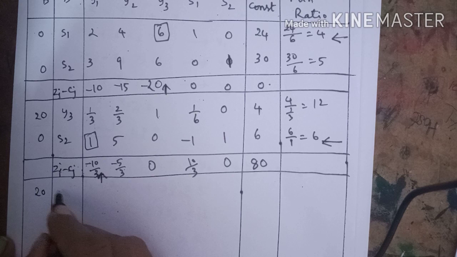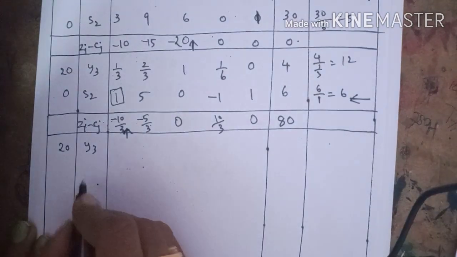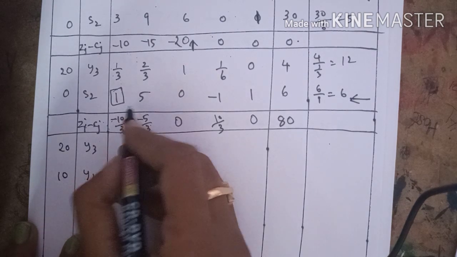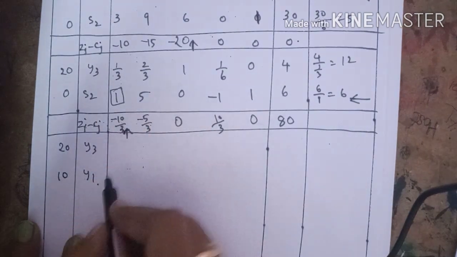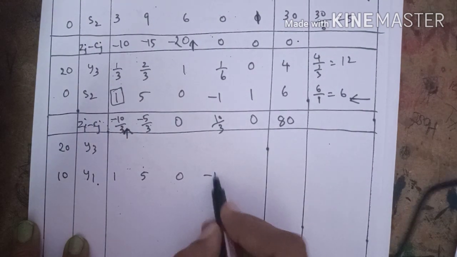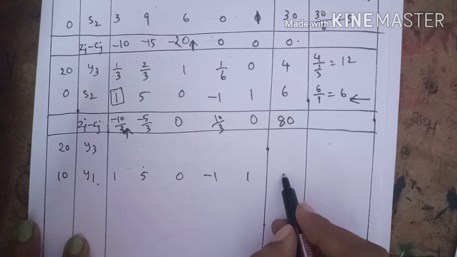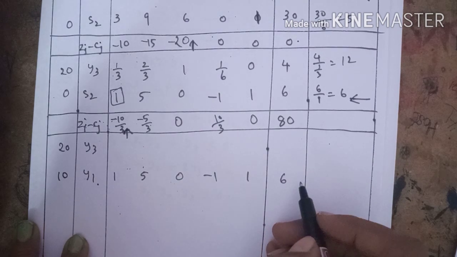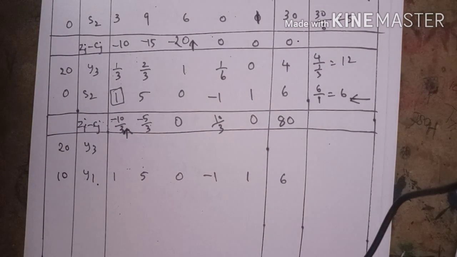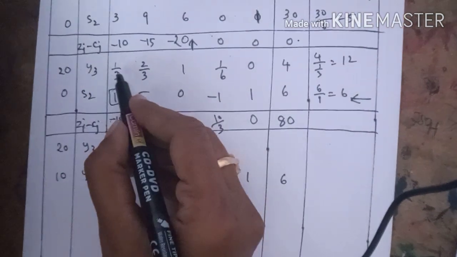0, 20, Y3 I will write as it is, and instead of S2 I will write Y1. Above Y1 how much is there? 10 is there. Here in this pivot element already 1 is there. Therefore we can write as it is, no need to convert into 1. If it is some other number we have to convert into 1. If it is already 1 we can write as it is.